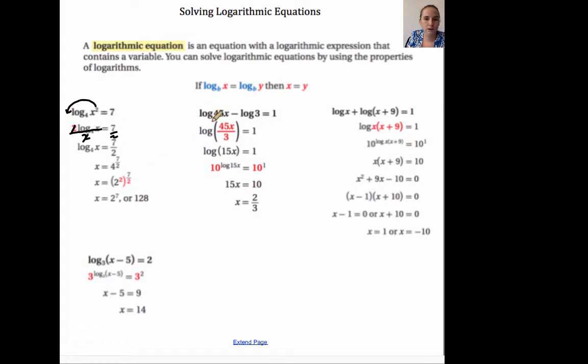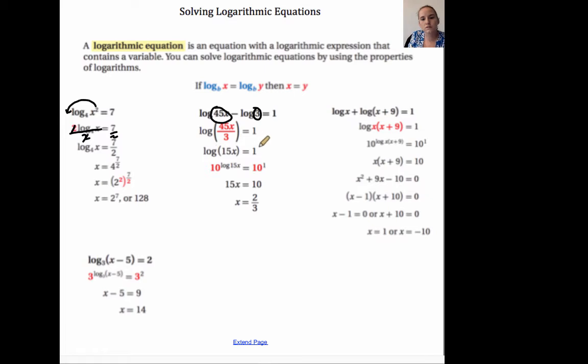Let's continue over here. Log, we don't see a base. It's understood to be 10, called a common log. Log of 45x minus log, still no base there, so it's a common log, of 3 equals 1. Now, since they have the same base, I can apply the property that says we're subtracting. My logs have the same base, so I can divide the numbers here. It's 45x divided by 3, so that's where you get this setup. So log of 45x divided by 3 will simplify within, and you'll get log of 15x equals 1.